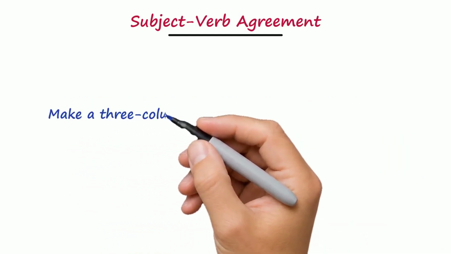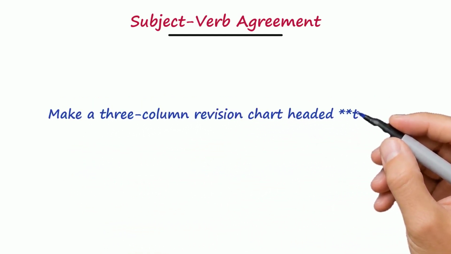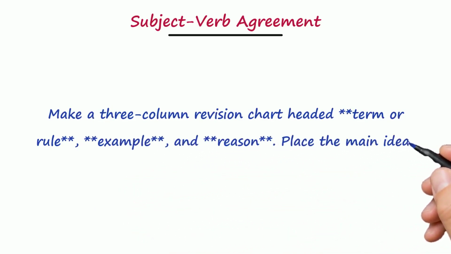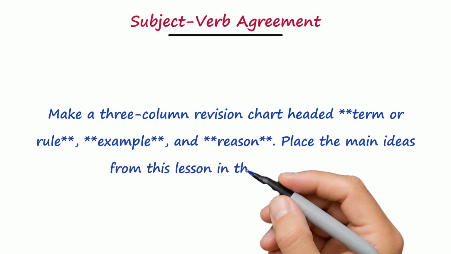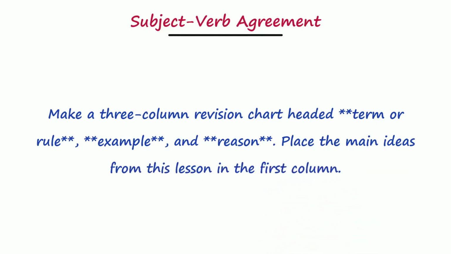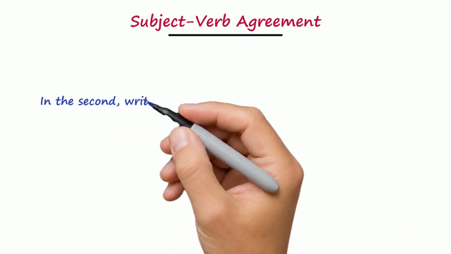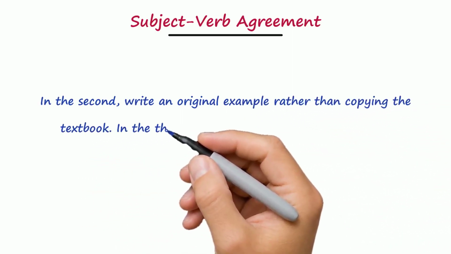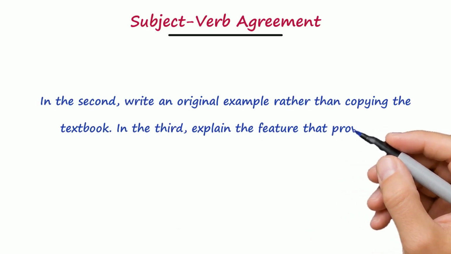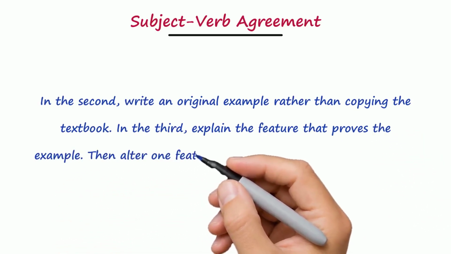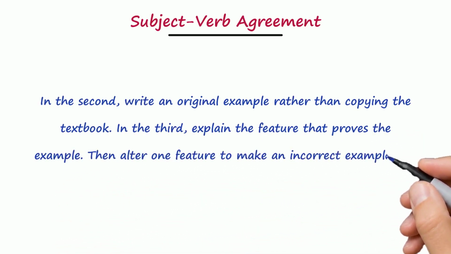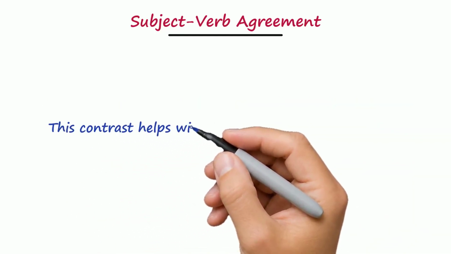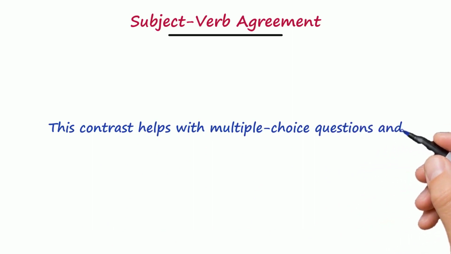Make a 3-column revision chart headed term or rule, example, and reason. Place the main ideas from this lesson in the first column. In the second, write an original example rather than copying the textbook. In the third, explain the feature that proves the example. Then alter one feature to make an incorrect example and correct it. This contrast helps with multiple-choice questions and editing passages.